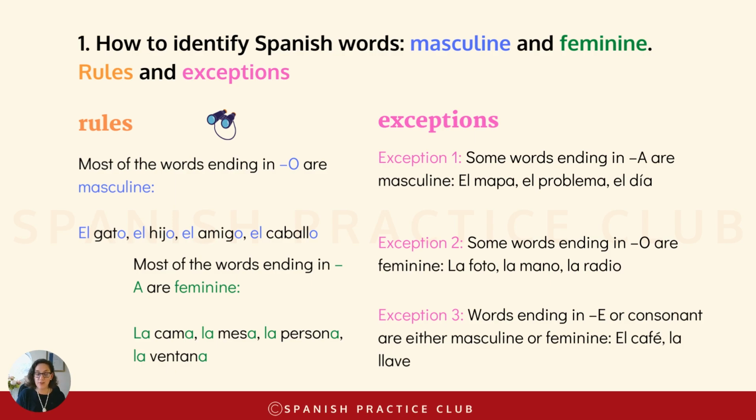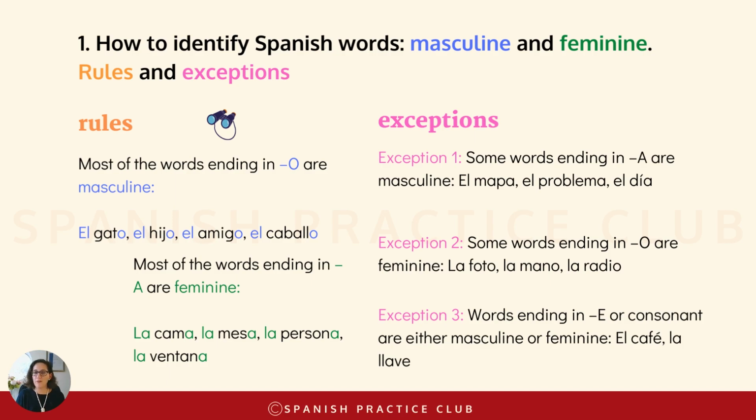On the right-hand side of the slide, we have the exceptions. So even though the rule on the left-hand side works 90% of the time, we also have exceptions to that rule. So exception number 1 is that we have some words in Spanish ending in A, but they happen to be masculine. For example, el mapa, el problema, el día. The map, the problem, the day. They all end in A, but they happen to be masculine.